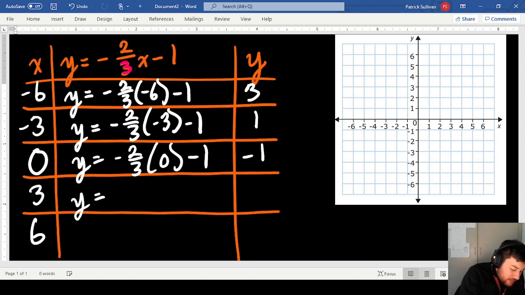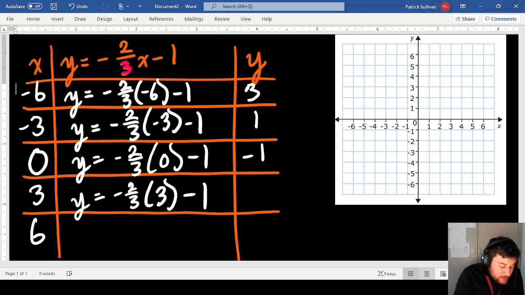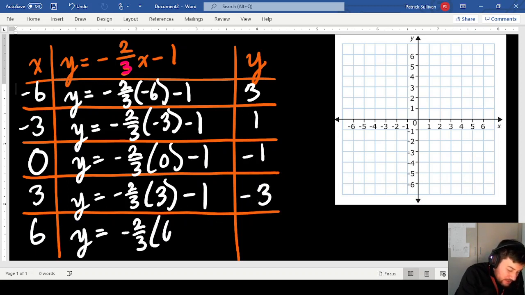I have y equals negative 2/3 times 3 minus 1. So in this case, negative 2/3 times 3, I'm going to get negative 2 minus 1. That gives me negative 3. And then finally, y equals negative 2/3 times 6 minus 1. Negative 2/3 times 6, again, you could think about that as negative 12 divided by 3, which is negative 4 minus 1, so I'd get negative 5.